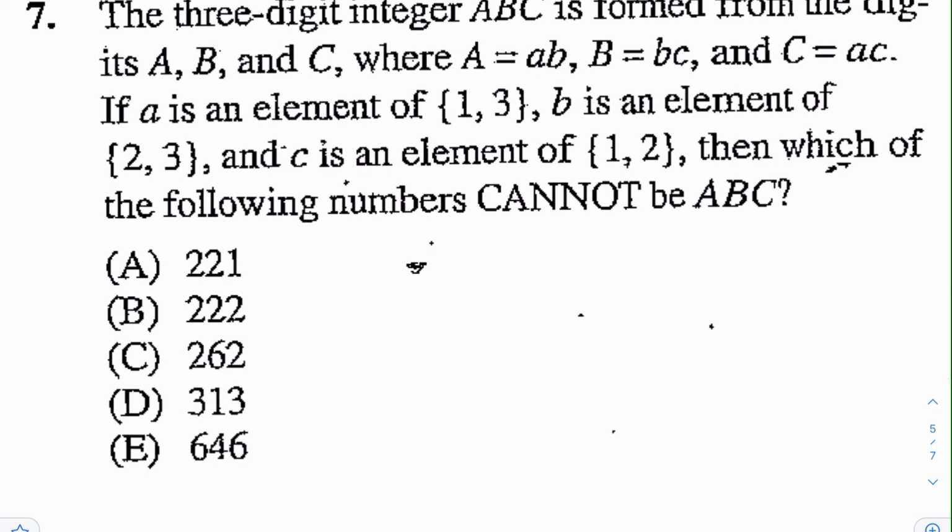All right, next for number 7, a 3-digit integer, ABC, is formed by the digits A, B, and C, where A is equal to ab, B is equal to bc, and C is equal to ac. If a is an element of {1, 3}, b is an element of {2, 3}, and c is an element of {1, 2}, then which of the following numbers cannot be ABC?